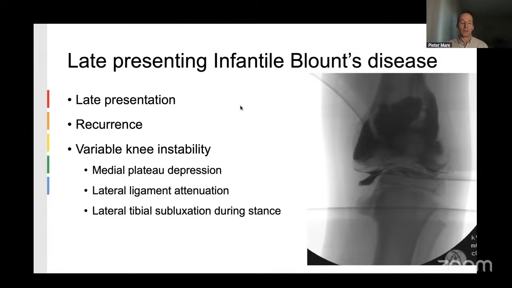Now, the defining characteristic of a late presenting infantile Blount's disease in my practice is that of a quantifiable medial plateau depression. They may have associated lateral ligament attenuation, and if it's left for a long time, they will have lateral tibial subluxation also during the stance phase of gait. And you can see that medial depression with the predominantly cartilaginous proximal tibia on arthrogram in the image there.